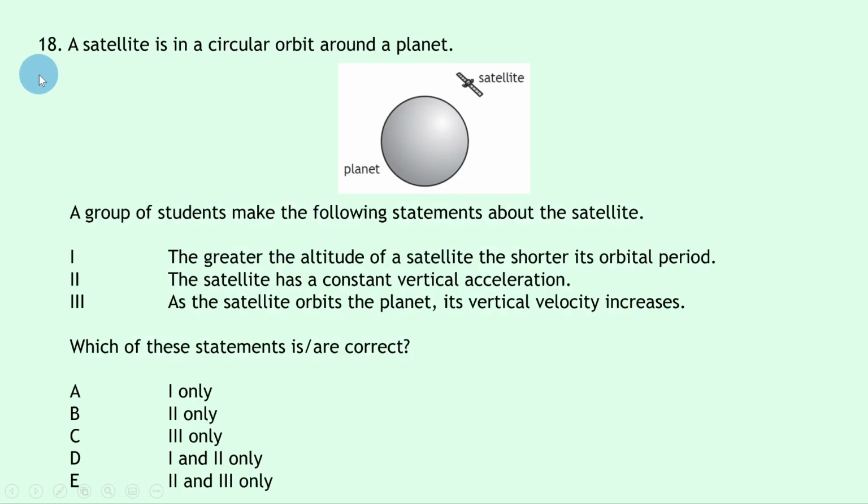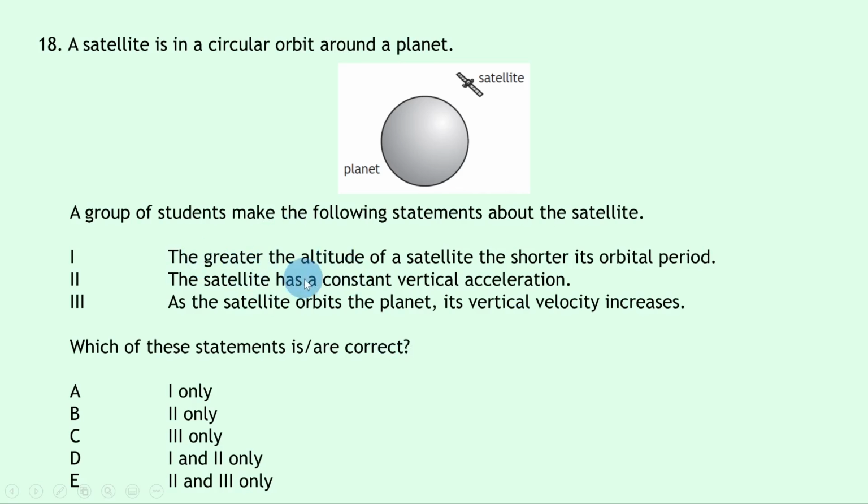Next we have question 18, which says a satellite is in a circular orbit around the planet. A group of students make the following statements about the satellite. Statement 1 says the greater the altitude of a satellite, the shorter its orbital period. Statement 2, the satellite has a constant vertical acceleration. And statement 3, as the satellite orbits the planet, its vertical velocity increases. Which of these statements is or are correct? Well, remember we go through each statement in turn and decide which ones are true and which ones are false.